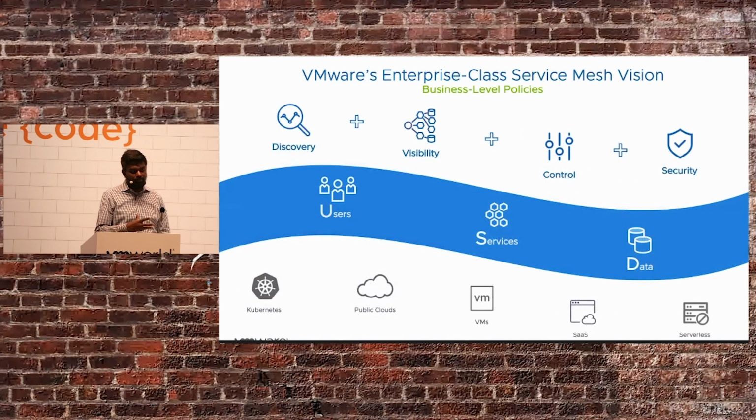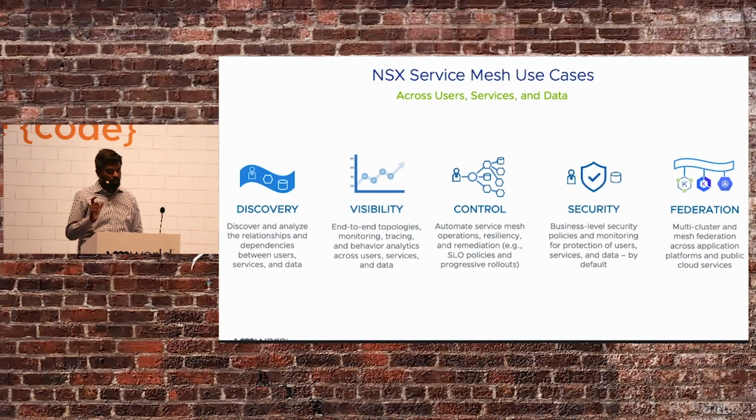So what we're trying to build out is really an enterprise class service mesh vision, whereby we're able to actually connect all of these different components that we talked about from a discovery, visibility, control, and security perspective, and having the knowledge of users, services, and data, we're now able to bridge all of these worlds together and provide an end-to-end enterprise class service mesh for our customers to consume and build out, right?